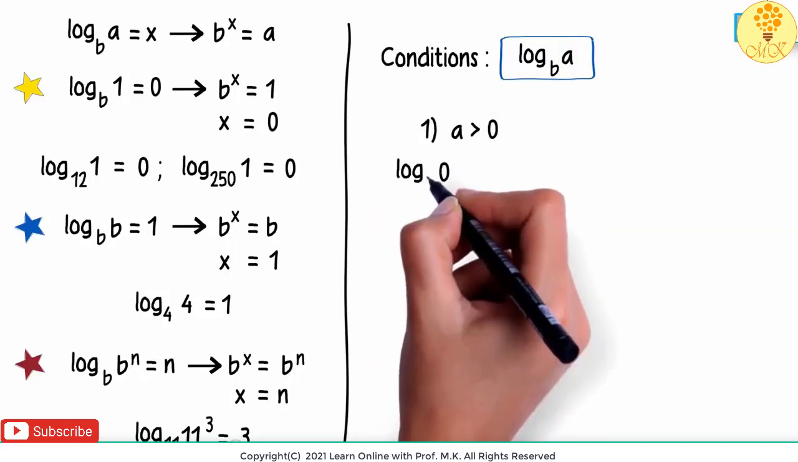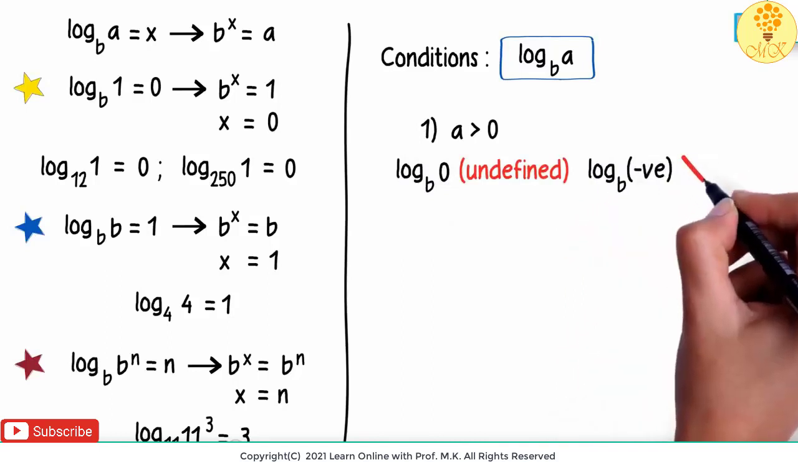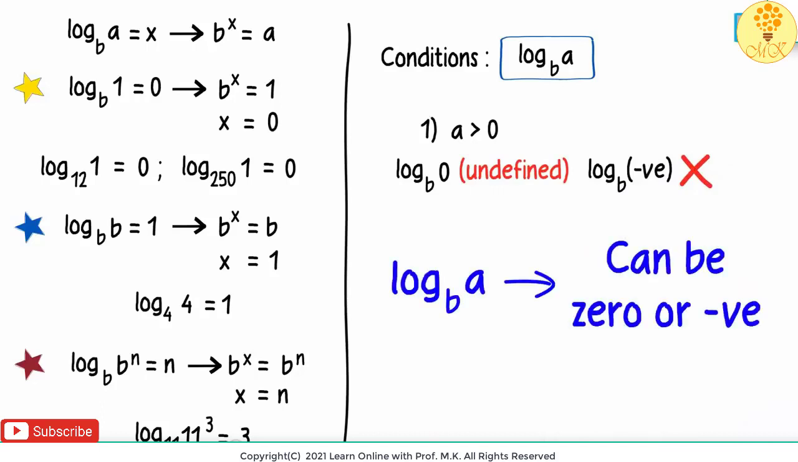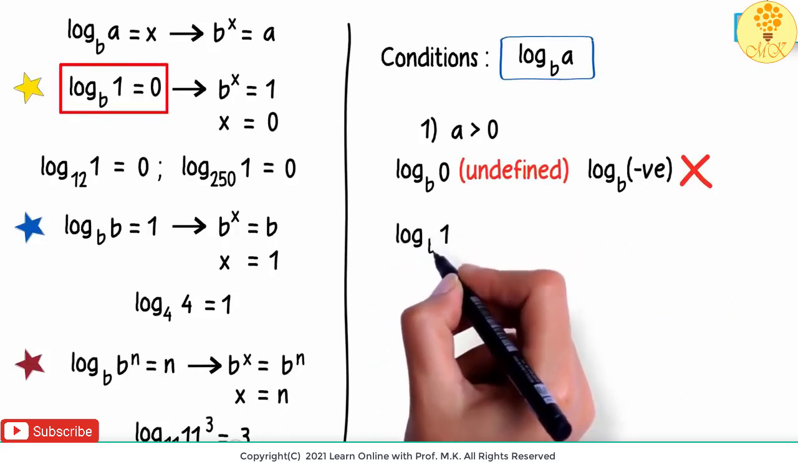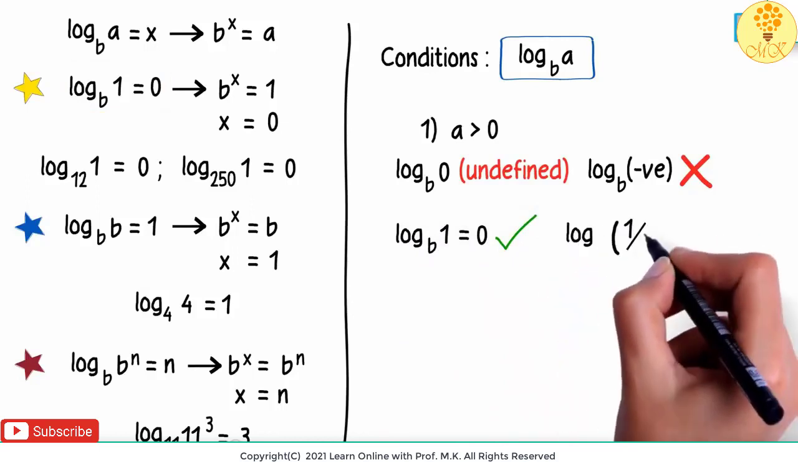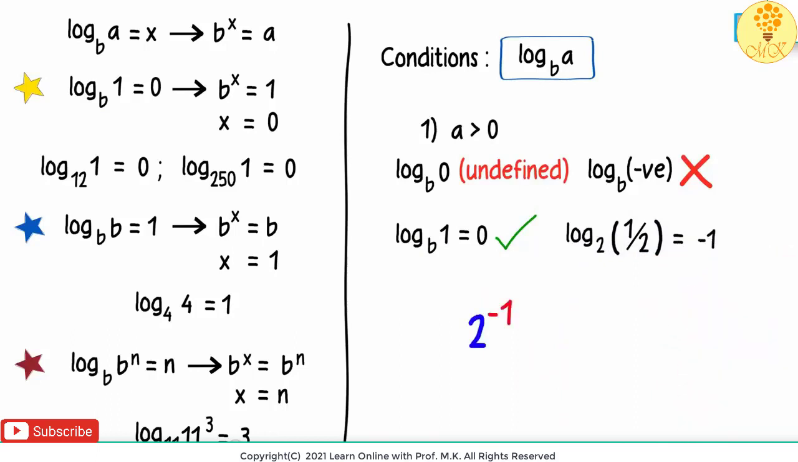This value here has to be greater than 0. So log of 0 to the base b is undefined, and the log of a negative number to the base b is also incorrect. But don't get confused here. The answer of the log can be 0 or negative. For example, as we saw here, the log of 1 to the base b will be 0. This is correct. And what will be log of 1/2 to the base 2? It will equal -1 as 2 raised to -1 is equal to 1/2 or 0.5. This is also correct. The answer can be 0 or negative, but the argument has to be greater than 0.